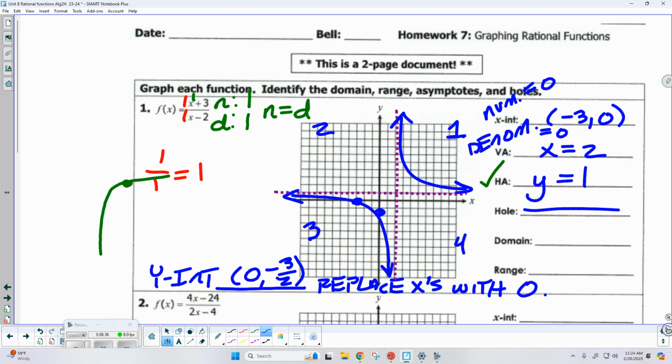Now, for our domain and range, we're going to write those as solution sets. So we have the squiggly bracket, all x such that, and what can x not equal? X cannot equal 2. And then the range, all y such that y cannot equal 1. Remember, those are the asymptotes right there. And that's it.